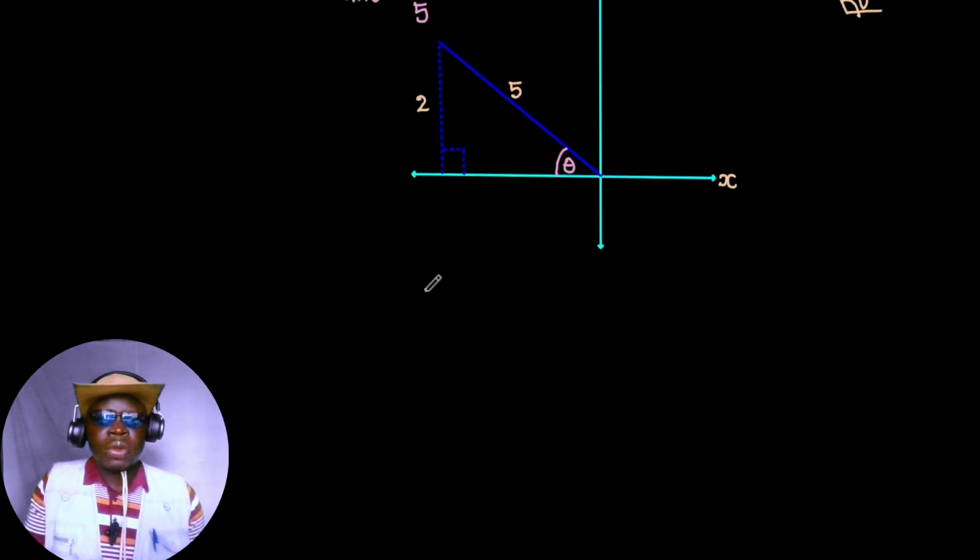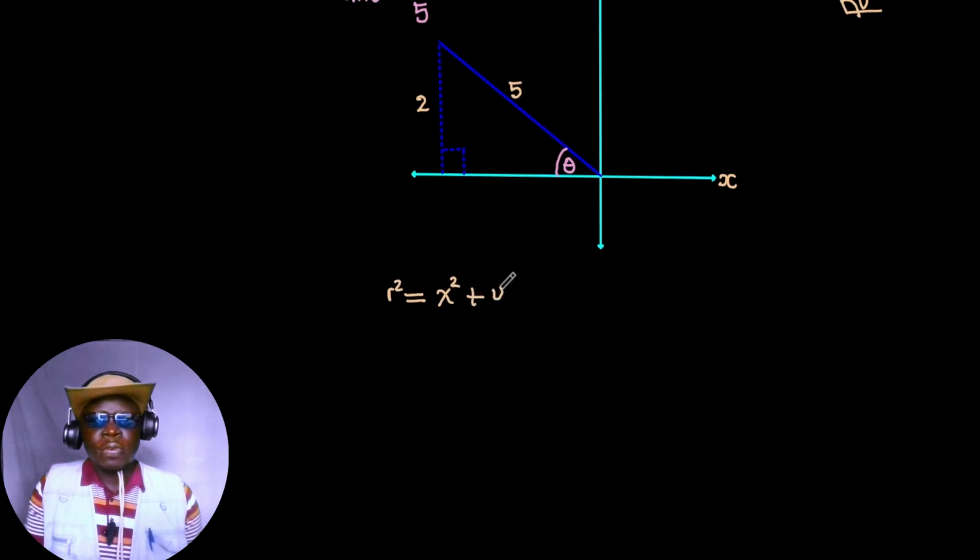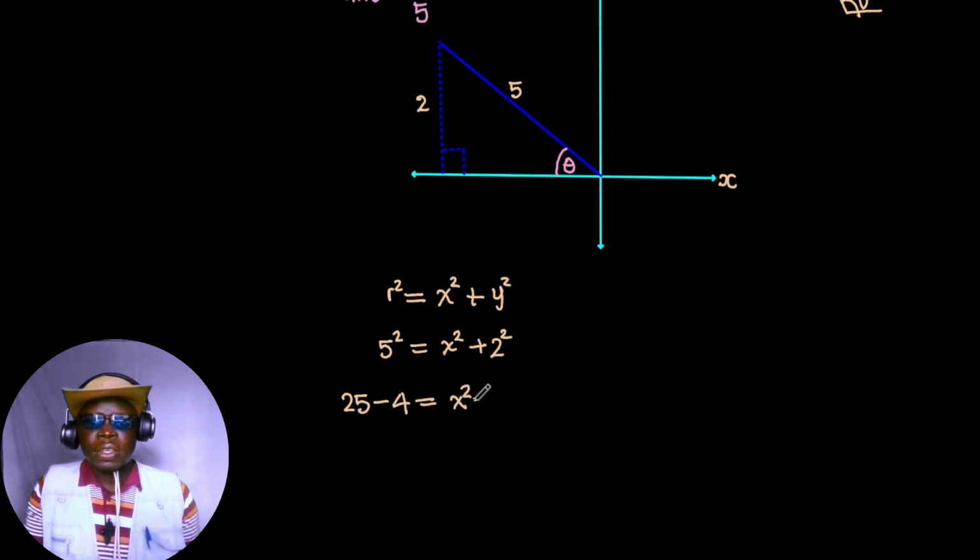So from here we have r squared is given by our value for x squared plus the value of y squared. And x is what we're looking for, so r is 5. Now x squared plus y is 2 squared. So for ultimate terms, we can simplify this to 25, and this will be minus 4. This is equivalent to x squared. Now subtracting 4 away from 25, we get 21 equals x squared.